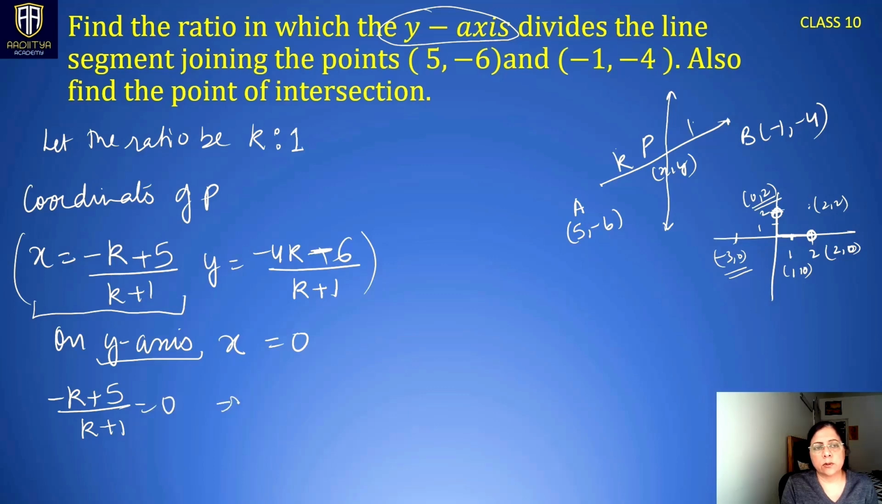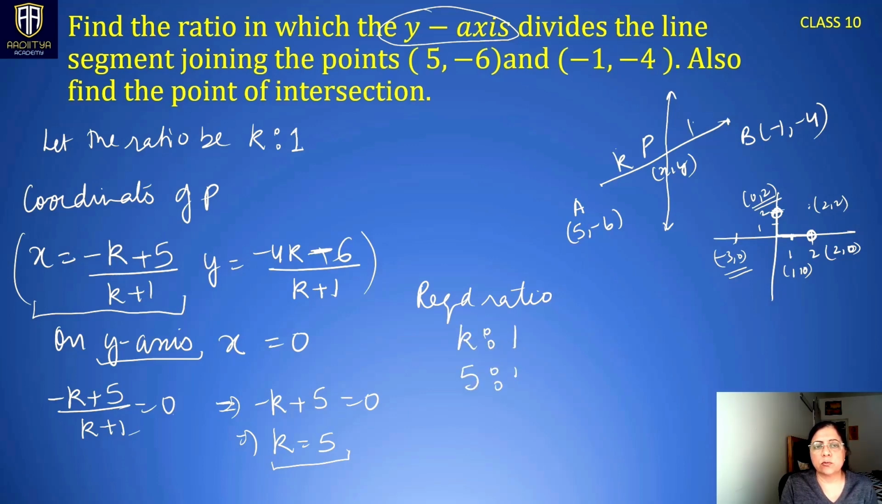This is 0, so this whole thing goes to 0 on the RHS. So this becomes -k plus 5 is equal to 0. So we can write k is equal to 5. Right? So k we have found as 5. So the required ratio is k is to 1, that means 5 is to 1. That is, the y-axis divides AB in the ratio 5 is to 1.